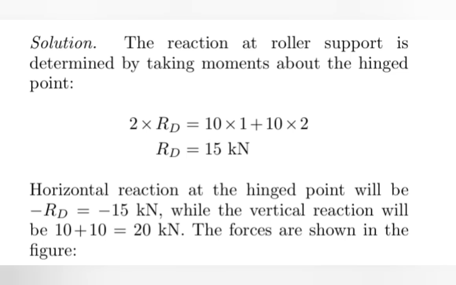Now for the whole thing to be in equilibrium, if I look at it, there is only a vertical force of 10 kilonewton at points C and B, but there is no other external force in the horizontal direction. So the reactions should be in equilibrium with each other. The reactions are caused at points A and D. So I get the reaction at point D as 15 kilonewton.